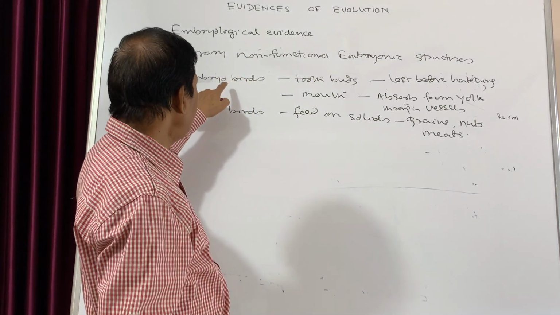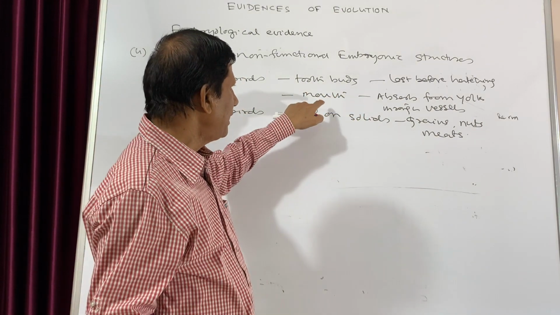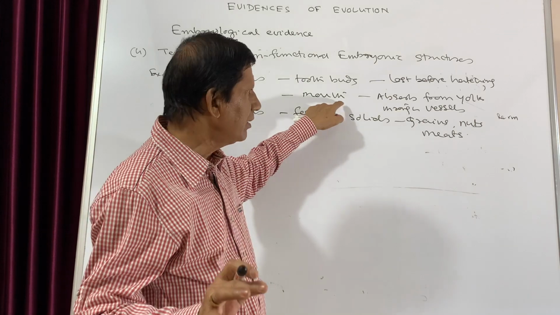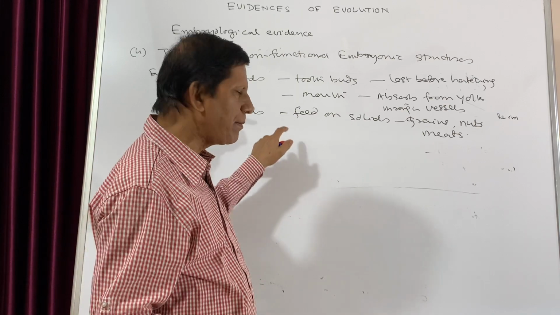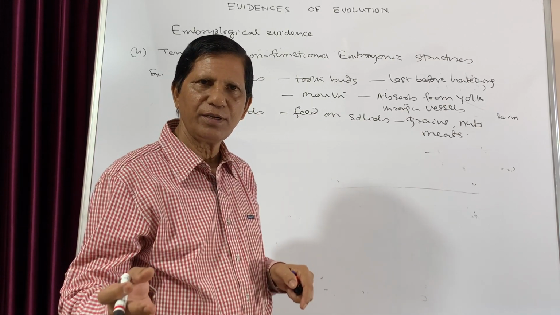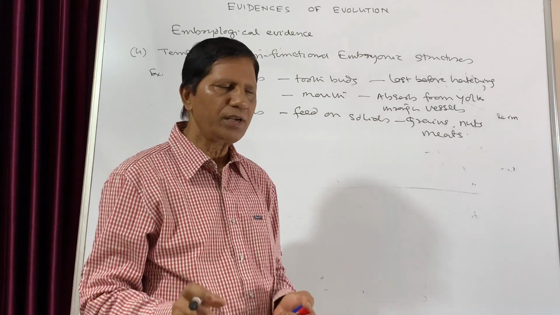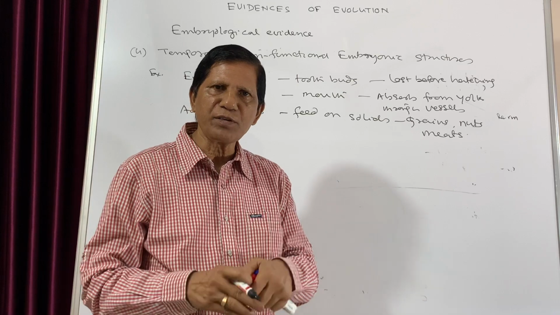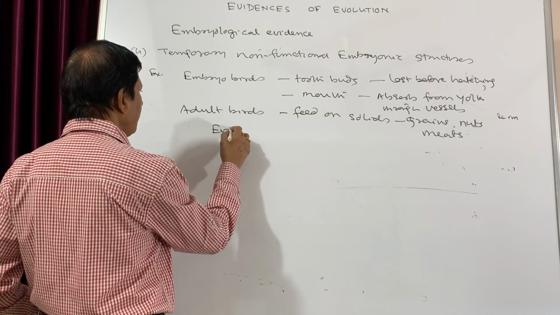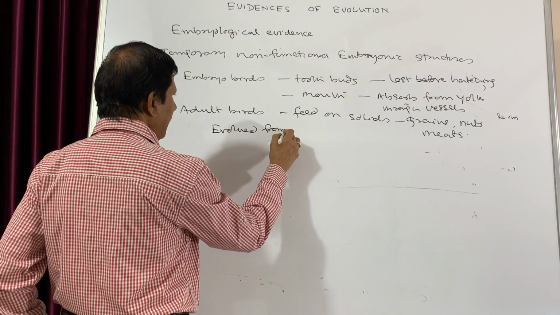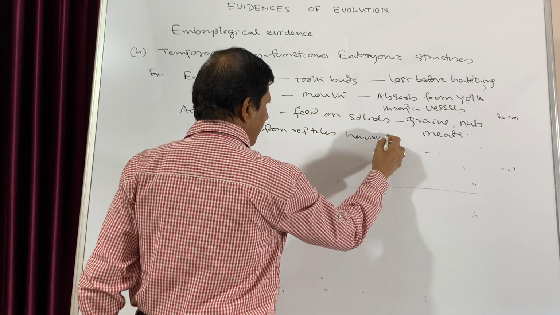So initially in the embryonic stage there are tooth buds that are lost during hatching. They have a mouth but don't use it; they simply absorb the yolk through vessels. But in adults, they have a mouth without teeth, even if they eat solids like grains, nuts and meats. So it indicates that birds have evolved from some reptiles having teeth.